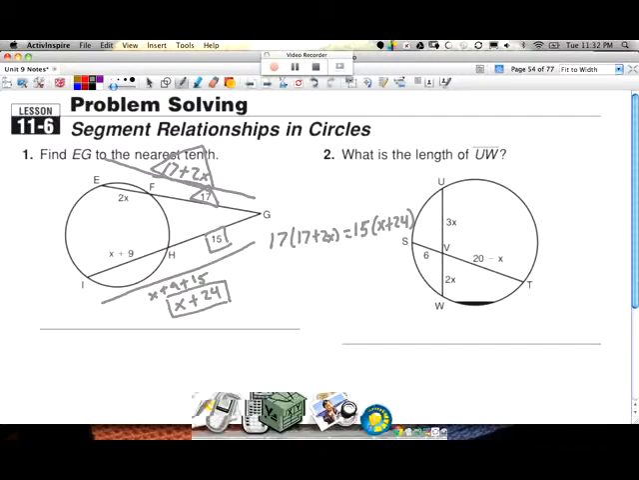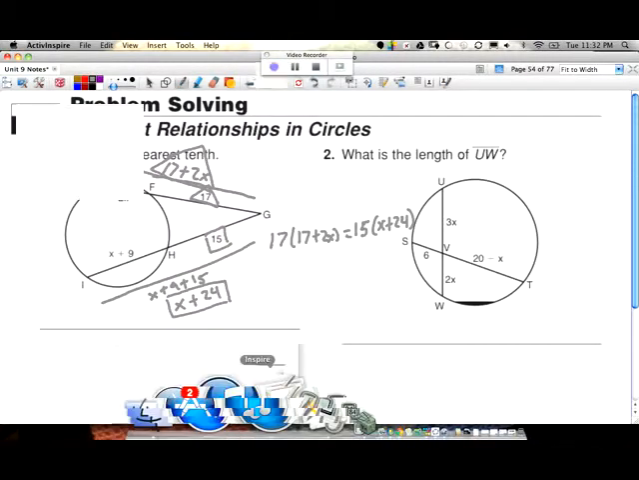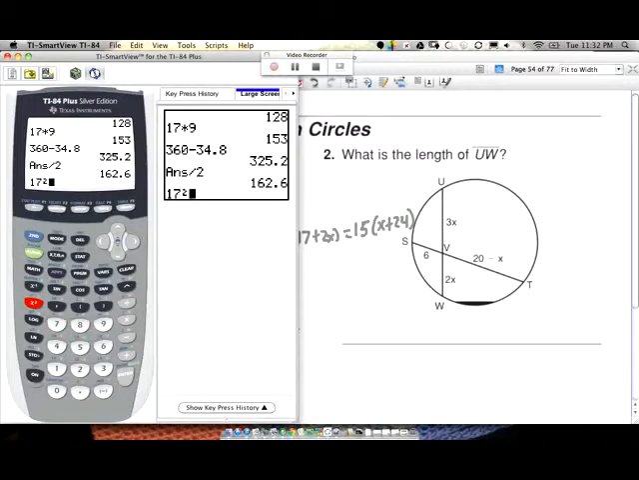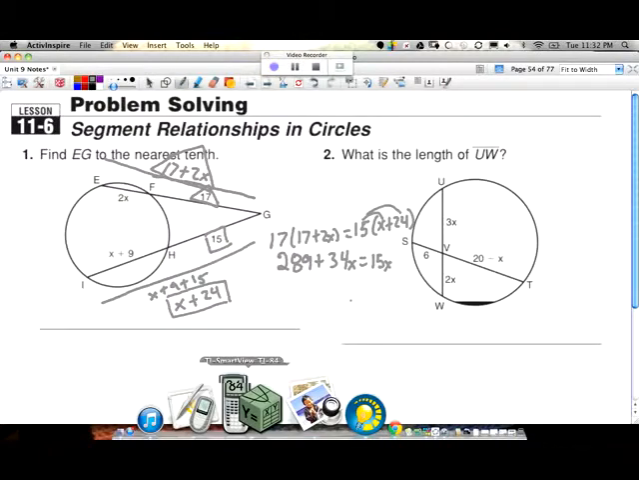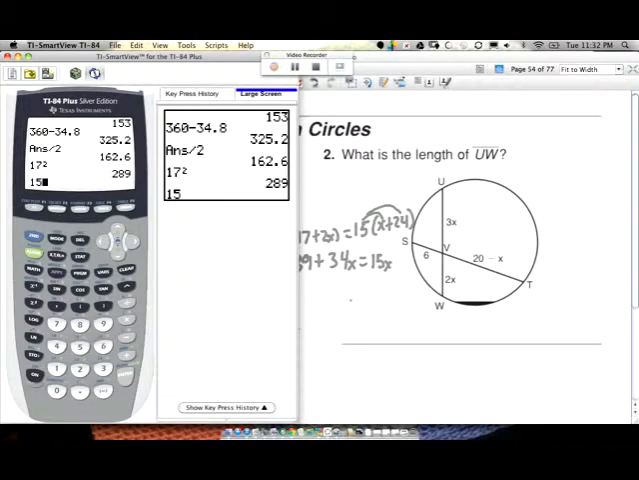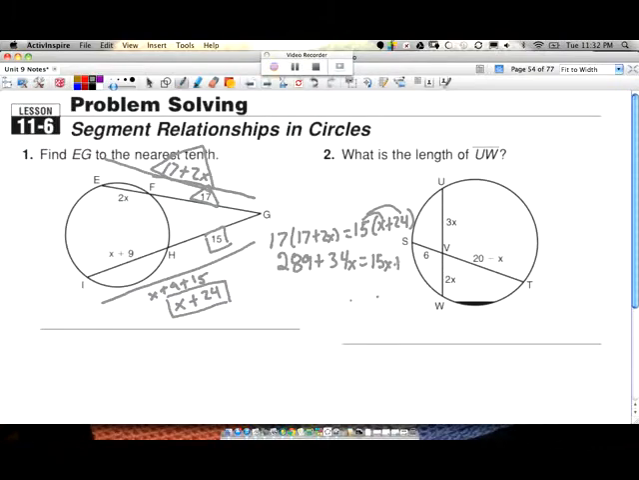So we can at least simplify a little bit here. 17 times 17, or 17 squared, is 289. So this is 289 plus 2 times 17 is 34x. On the other side, we'll have 15x. Then I got to distribute to the 24 as well, so let's see what 15 times 24 is. That'll be 360.